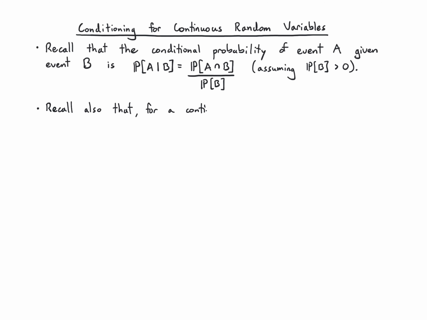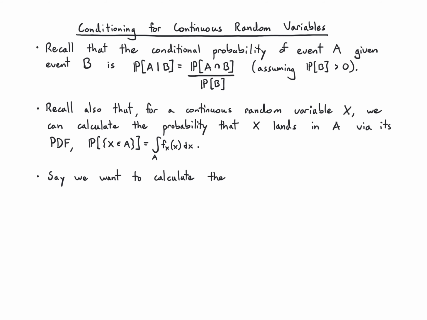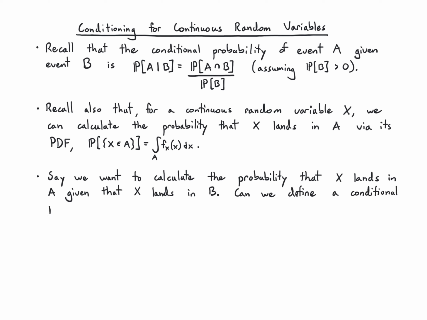We also know that for a continuous random variable, we can calculate the probability that X lands in some region, say an interval, using the PDF. All we do is integrate the PDF over that region, and that gives us the probability. Say we want to calculate the probability that X lands in some region A, and we know that it has already landed in a region B. Can we define a conditional PDF so that the conditional probability of landing in A, given that it lands in B, is the integral over A of that conditional PDF?